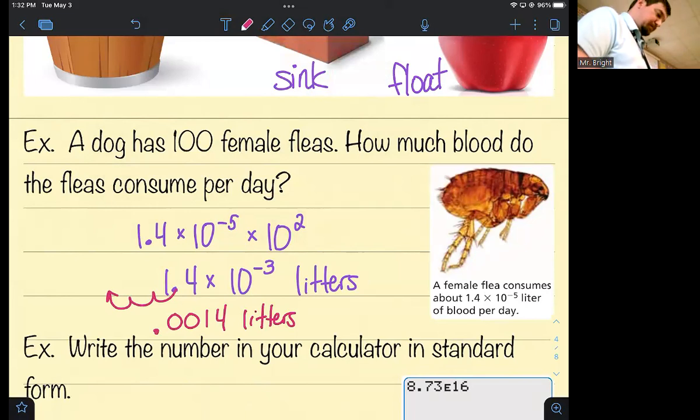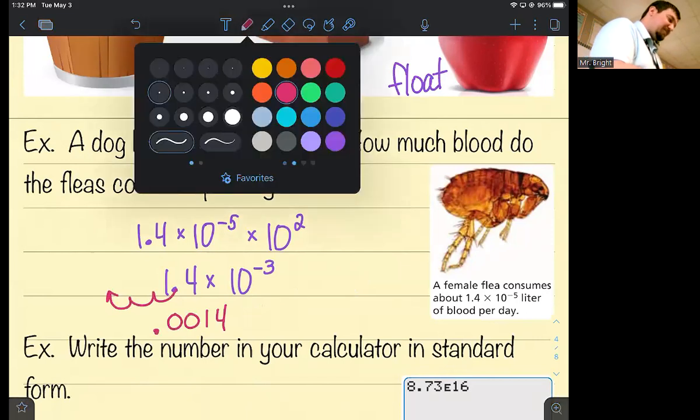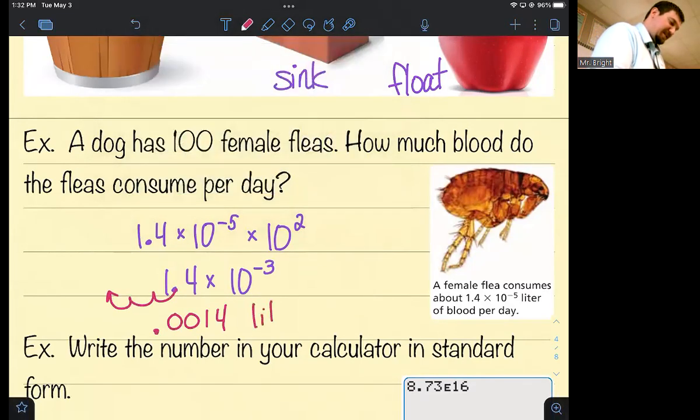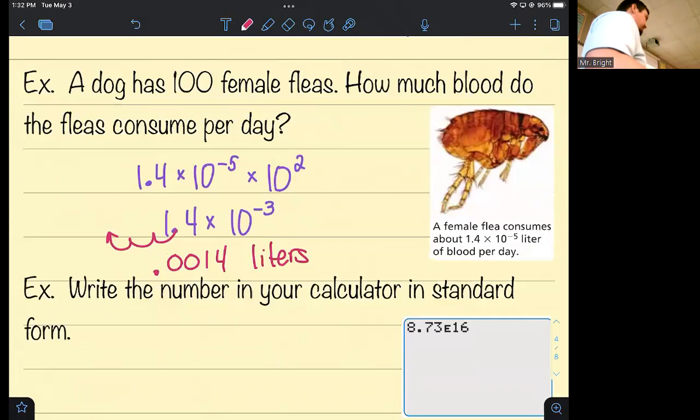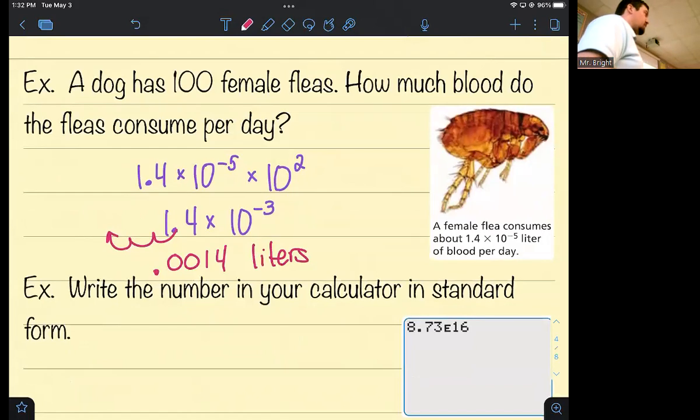Yeah, Julia. These dogs probably are not using a litter box. Thank you. There we go. Liters. Does your dog use a litter box?